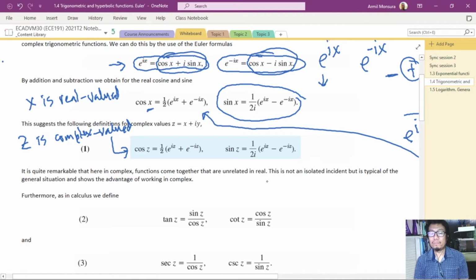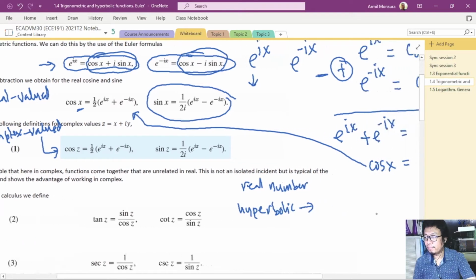Later on we will relate the hyperbolic functions also to exponential functions and to trigonometric functions via the complex numbers. So here's the thing: in the real number domain, your hyperbolic functions are related to exponential functions.